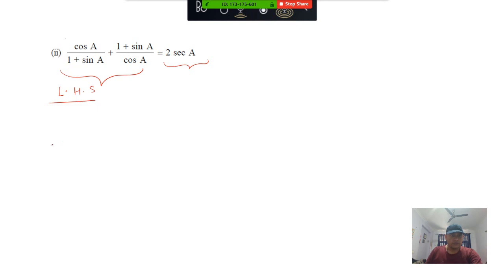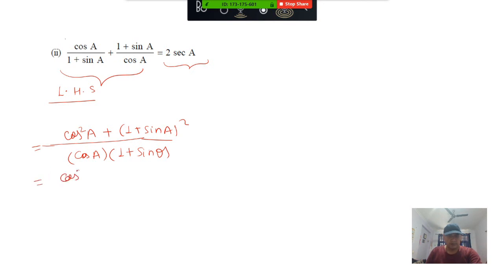So in the bottom we just take the LCM, that will be cos a into 1 plus sin a. If you know the rule of LCM, how we do it, 1 plus sin a, we divide on this one, this becomes cos square a plus 1 plus sin a whole square. If you know how to take LCM. If you don't know, then please watch the previous lectures.